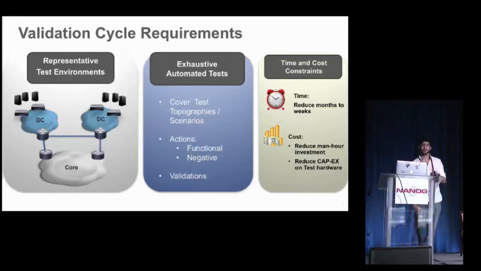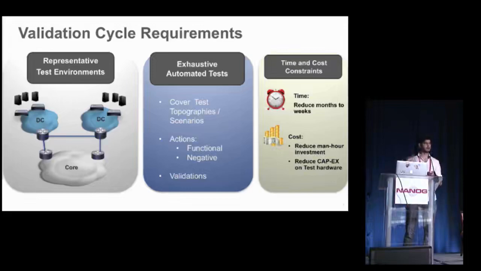But what we really want to be able to achieve is extremely exhaustive automated tests that take into consideration both the constraints that I just mentioned. Have representative test environments, consider the constraints in terms of time and cost, but having done that, split up all of your test requirements into 3 primary categories. Right, so you've got topographies, as we'd call them, or essentially scenarios within the test cycle that are dependent on the topology that you're running.